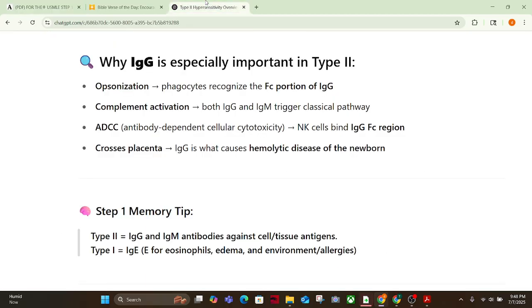This is ADCC, which is antibody-dependent cellular cytotoxicity. NK cells bind the IgG Fc region. So the CD16 on the NK cells bind the Fc region of IgG. Okay, so if there's CD16 on the NK cells, the IgG comes and binds to the CD16, but the Fc region, which is the butt of the IgG. Okay, next.